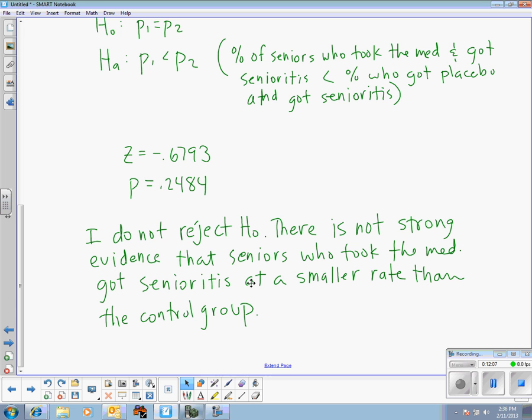We do not reject, and I've got my context in there, which means that my medicine hasn't been shown to do any good. All right, maybe it does, maybe it doesn't. We are not accepting that the two percentages are the same, but we do not have numerical evidence to show that it really did any work. So there's your two proportion.